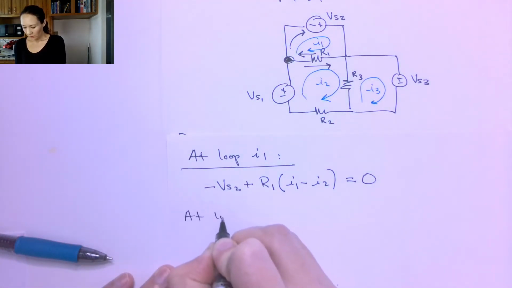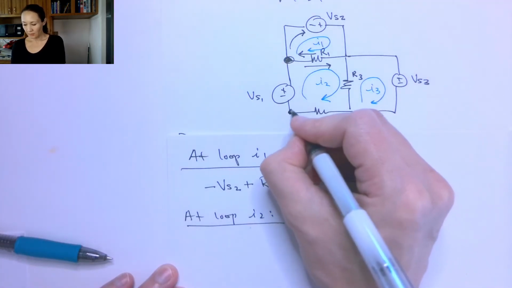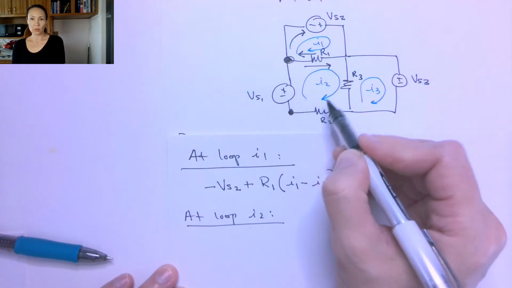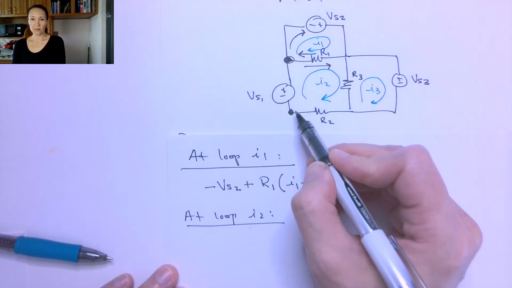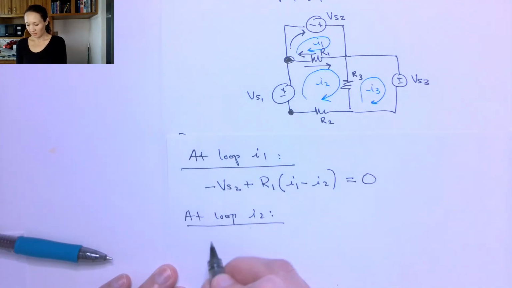So how about loop I2? At I2, suppose I start in this corner. I'm going to walk around this I2 loop. The first thing I encounter in my walk around this loop is this VS1 source. Since I'm coming in through the negative terminal, I'm going to say this is a negative VS1.